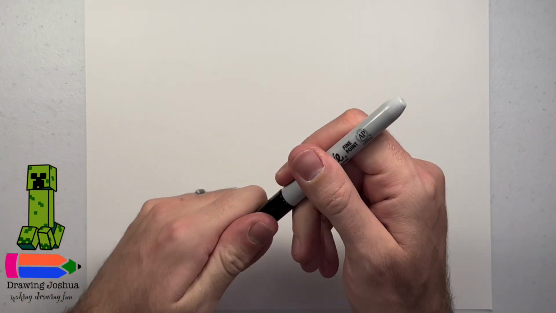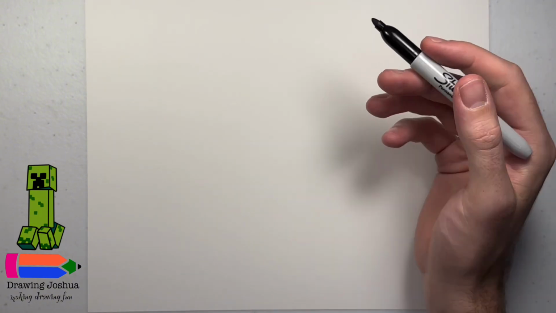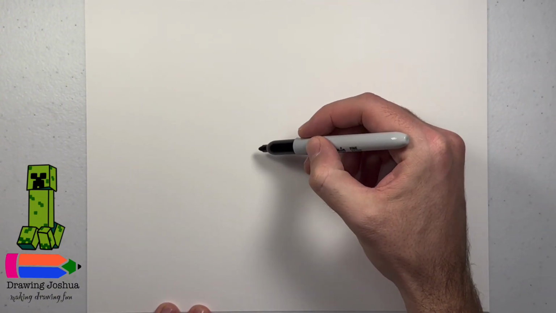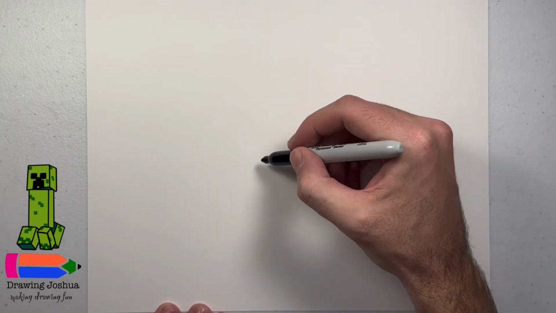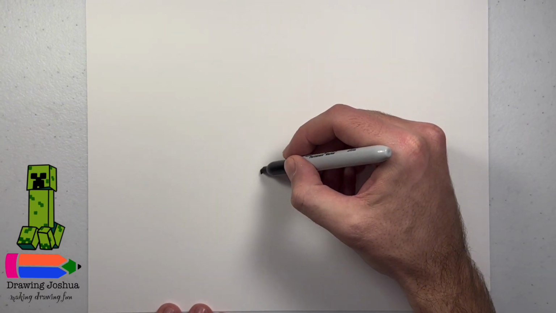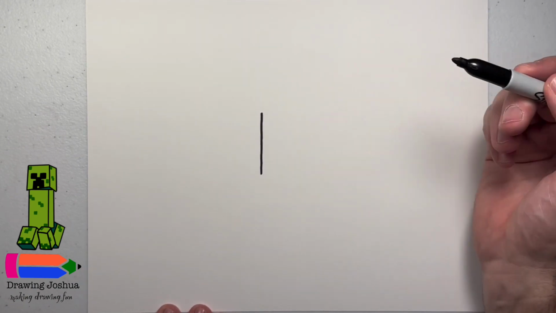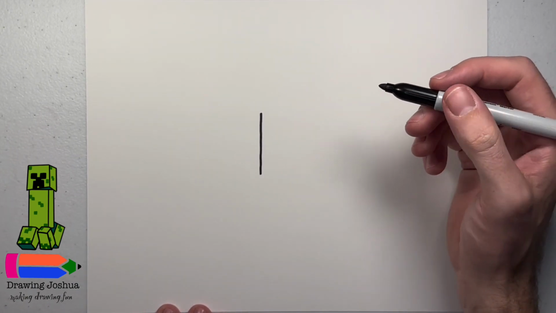Okay, so I have my marker, and you don't have to draw with a marker, you can draw with a pencil if you'd like. So I'm going to go to about the center of the page. I'm going to go to the left just a little bit, okay? We're just going to start by drawing a straight line. I'm going to start from the bottom and go up. You can start from the top and go down, it doesn't matter.